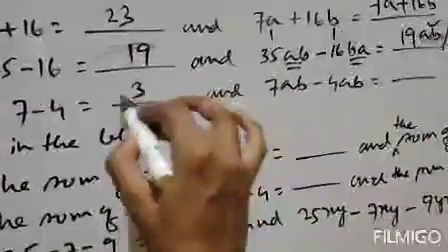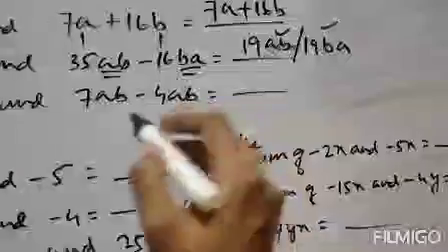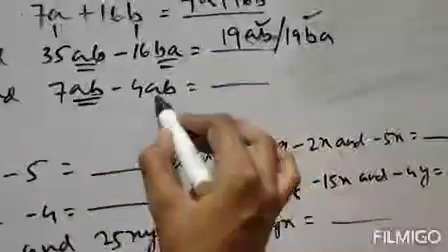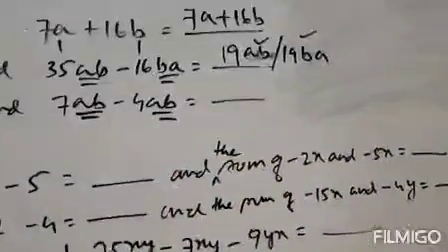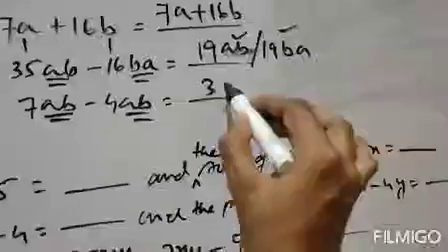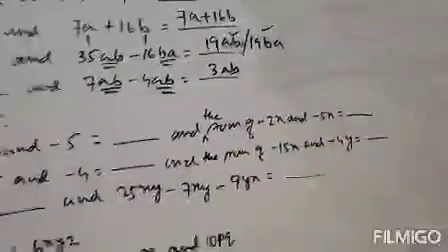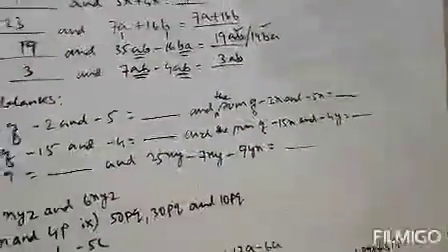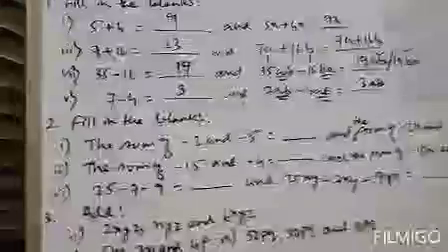7 minus 4 gives you 3. And 7AB minus 4AB. Here the coefficient is AB, here also the coefficient is AB. That means both are the same. So 7 minus 4 is 3 and AB is AB. 7AB minus 4AB is equal to 3AB. Clear? So next, question number 2.